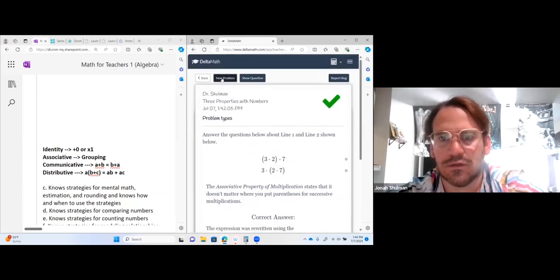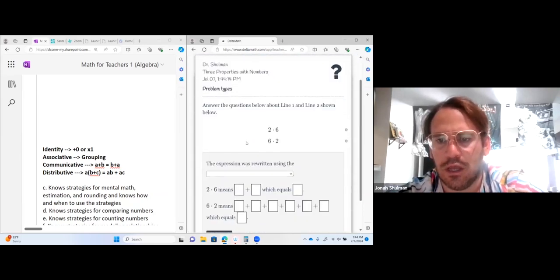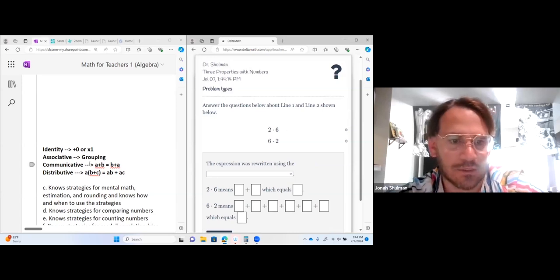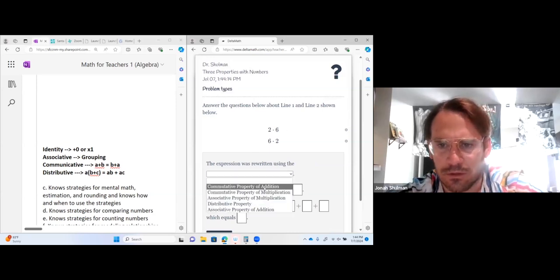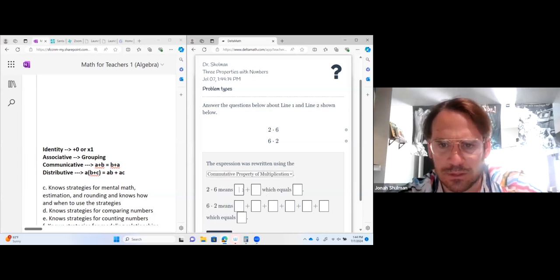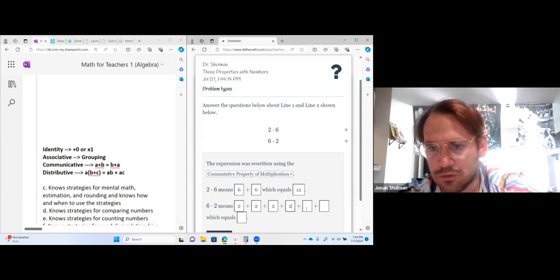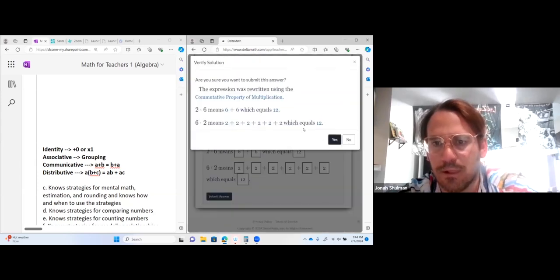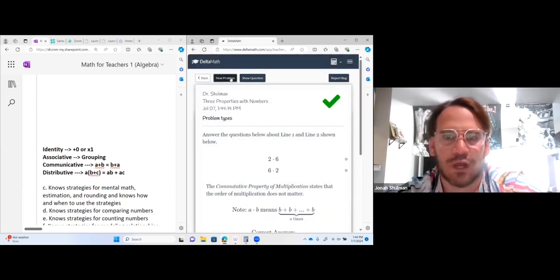Sweet. If you want to see another one, one way, then the way back. This is commutative property of multiplication. 2 times 6 equals 12. I don't know what they want in the middle. Oh, I guess it's 6 plus 6. And then this one is 2 plus 2 plus 2 plus 2 plus 2 plus 2, which also equals 12. We did it. And these are just the properties.